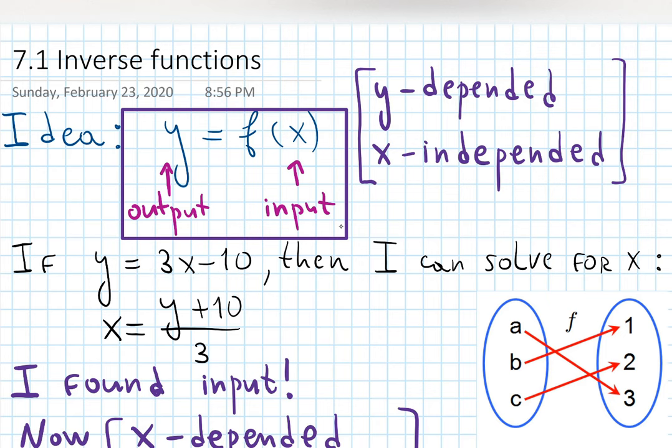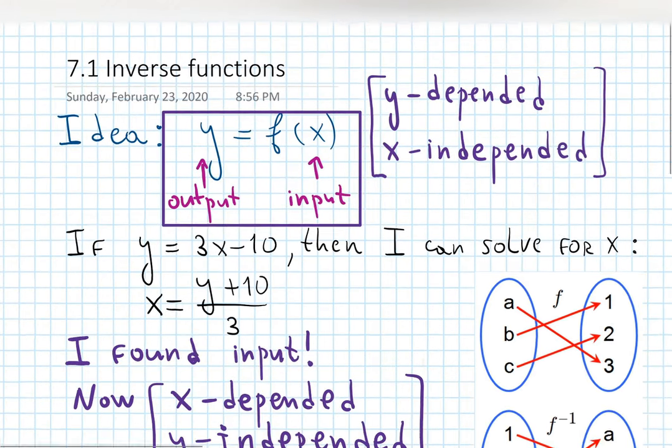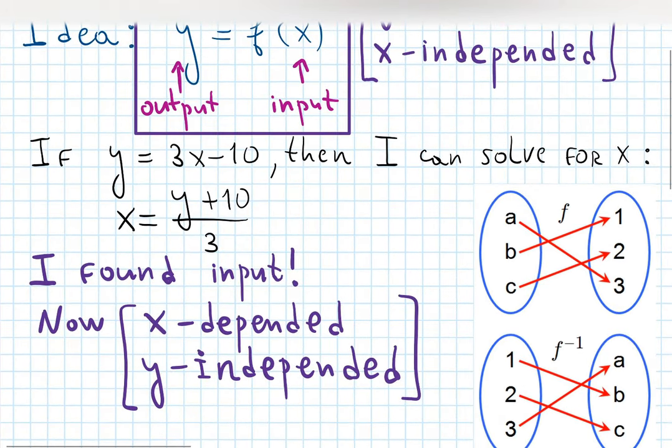Sounds a little bit silly, but we can say now that y is my input, right? So I found the input x in terms of the output. Now if I have the result in front of me, y is given, I can plug y in here. If y is 0, it will be 0 plus 10 over 3, which is 10/3. It gives me x. So in this case, x becomes dependent and y independent. And that's the cool idea of an inverse function.